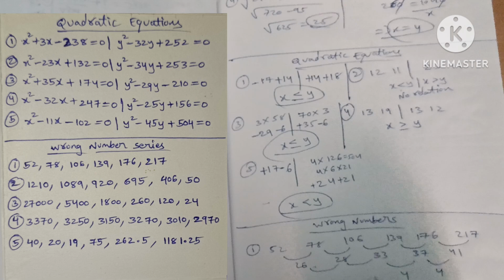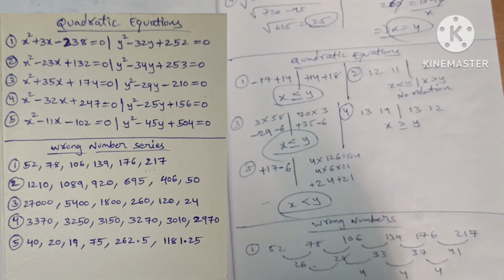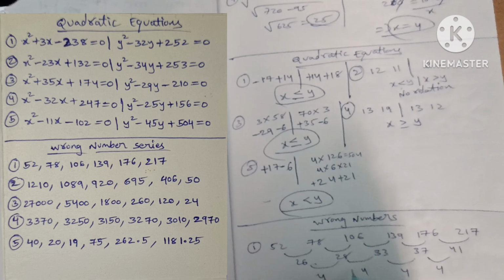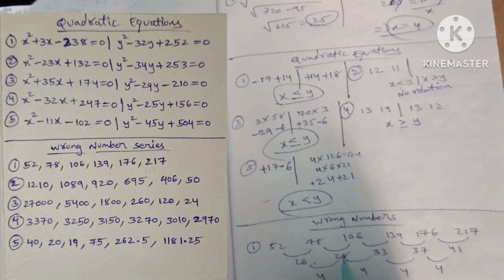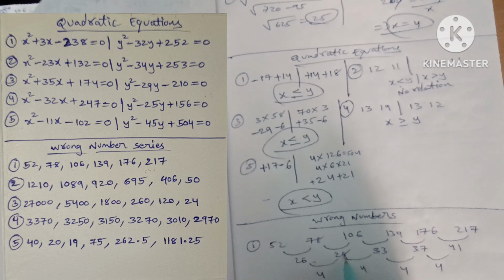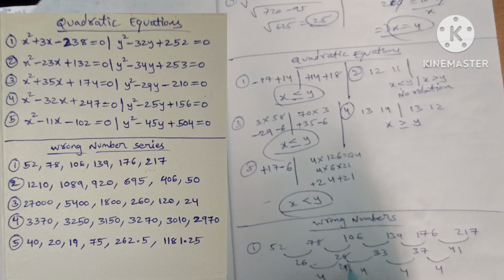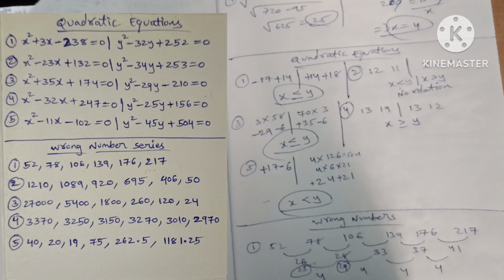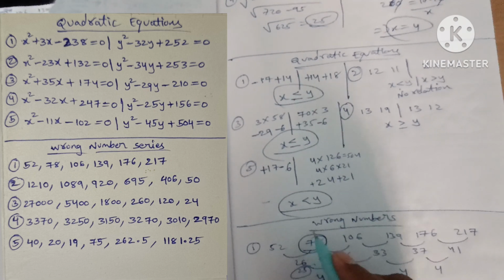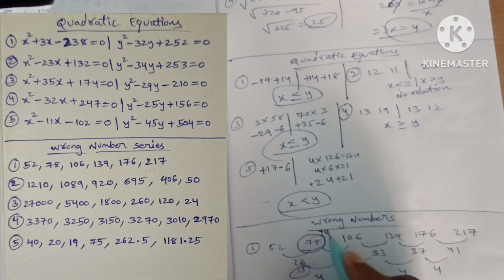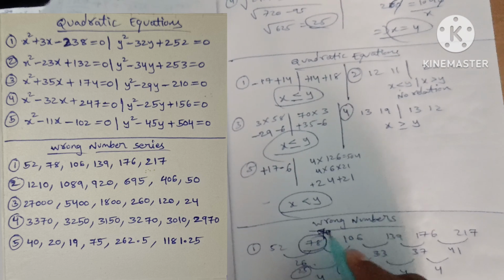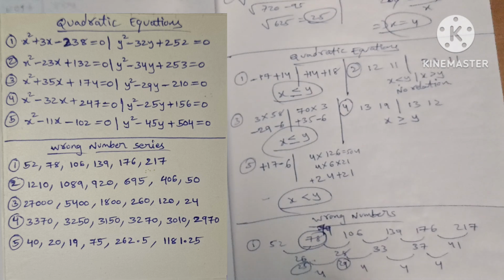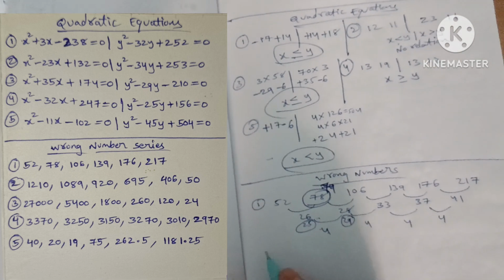Here there is no difference of 4. So if we get 4 as the difference here, this must be 28, not 29. This must be 25. So our wrong number is this, and our right number is 79. 79 is the right number.